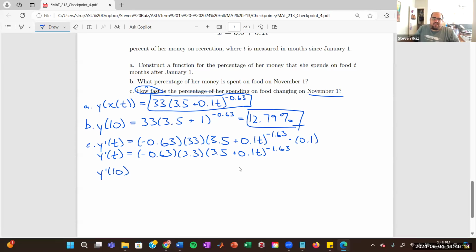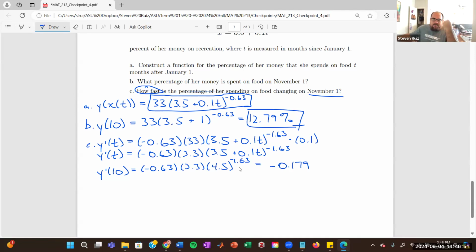So y prime of 10 is going to be equal to negative 0.63 times 3.3. If I plug in 10 for this, again, I get times 4.5. And this is raised to the negative 1.63 power. So I wrote this value down as well. This comes out to be negative 0.179. So that's the numerical value.